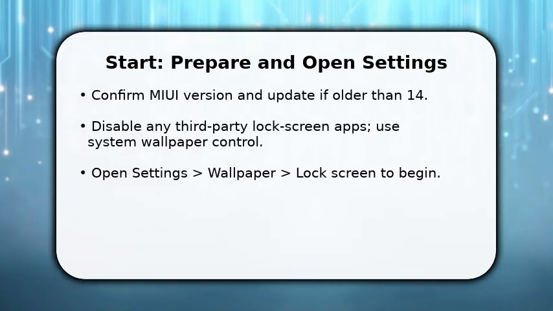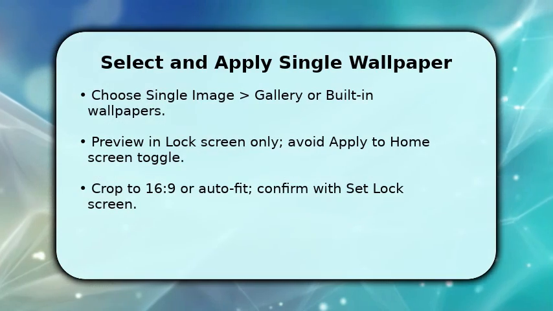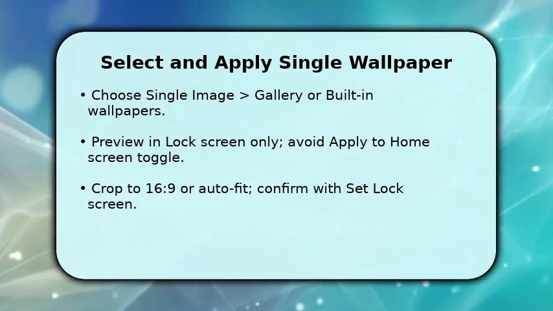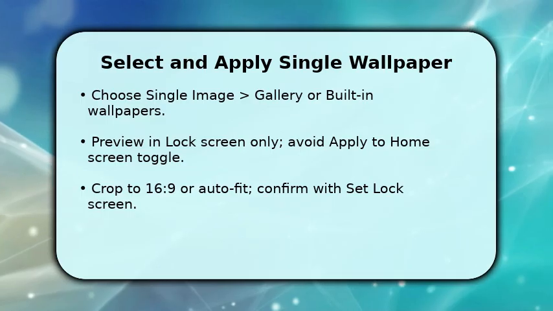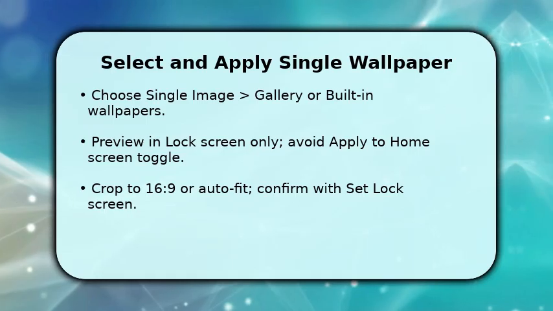Proceed to pick an image or album. You now pick the actual wallpaper. Select Single Image, then Gallery or a built-in wallpaper. Make sure to preview specifically for lock screen only. When you see the toggle for Apply to Home Screen, turn it off.